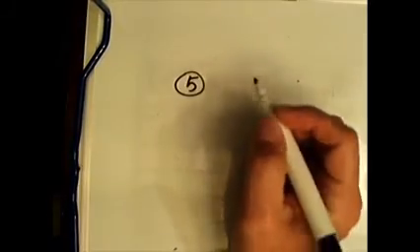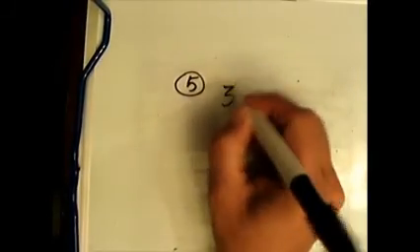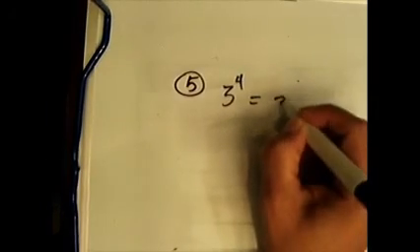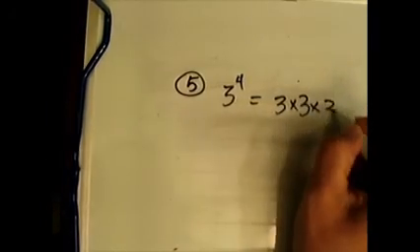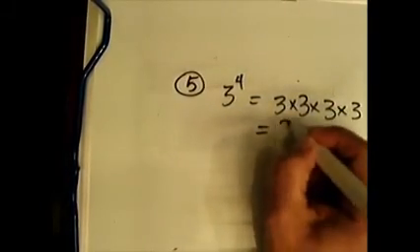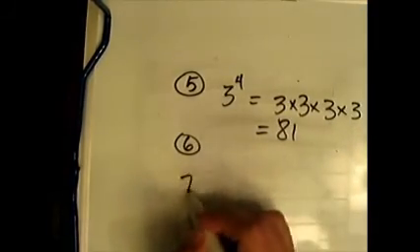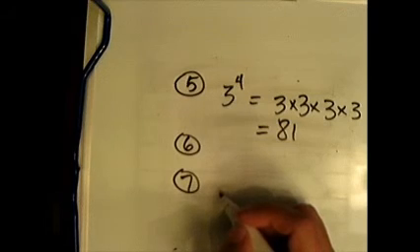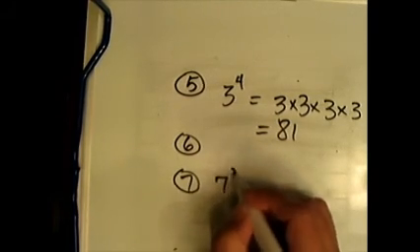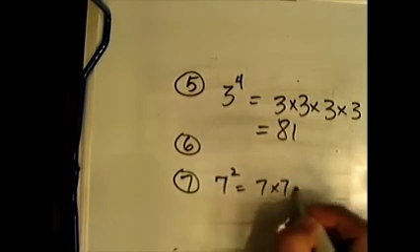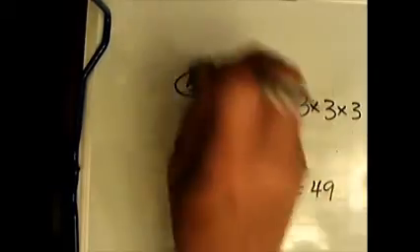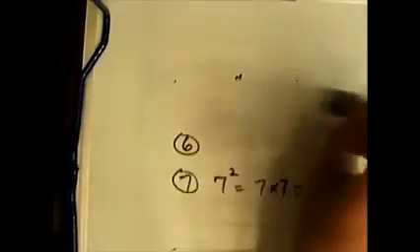Number 5. You have 3 to the 4th power. We just did that. 3 to the 4th power is 3 times 3 times 3 times 3, which is 81. Skip a space. You do number 6. Number 7, we have 7 squared. That is 7 times 7, which is 49. Alright, skip a space. You do number 8, and I'll do number 9.